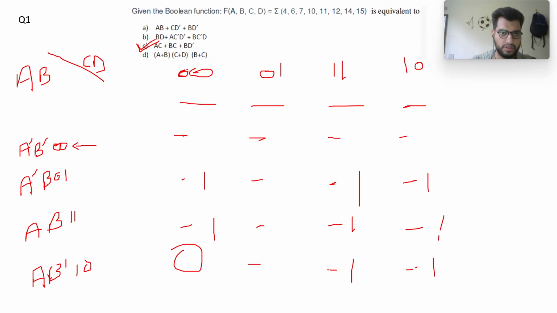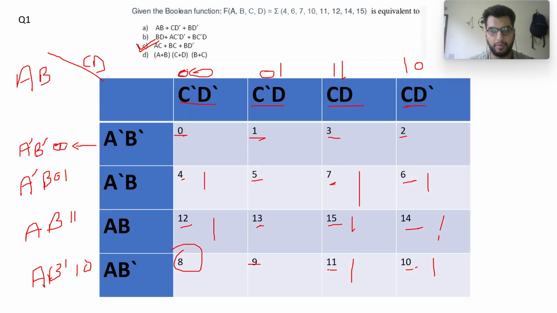So question one was, given the Boolean function f of a, b, c, d equals the sum of minterms 4, 6, 7, 10, 11, 12, 14, we have to write its equivalent form. So what I'll do is draw a K-map of 4 variables. That is a dash b dash, a dash b, a b, and a b dash corresponding to 00, 01, 11, 10. And here I have c dash d dash, c dash d, c d, c d dash, 00, 01, 11, 10. And the corresponding minterms are 0, 1, 2, 3, 4, and so on.